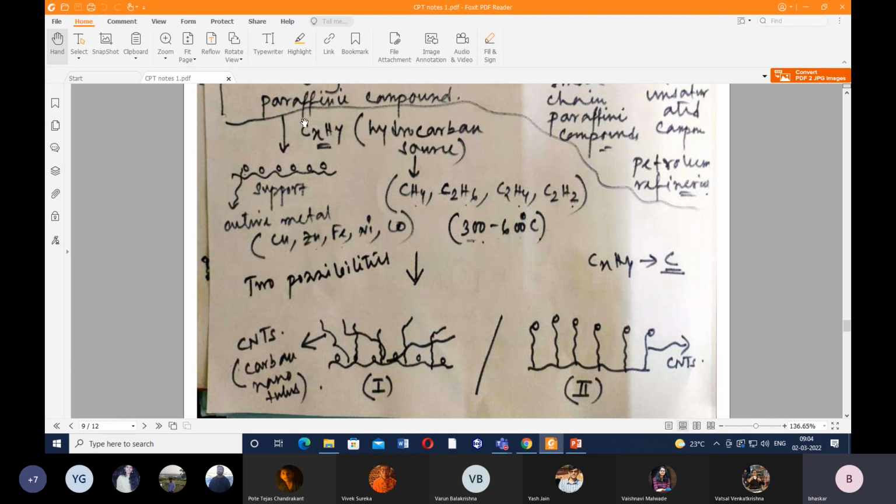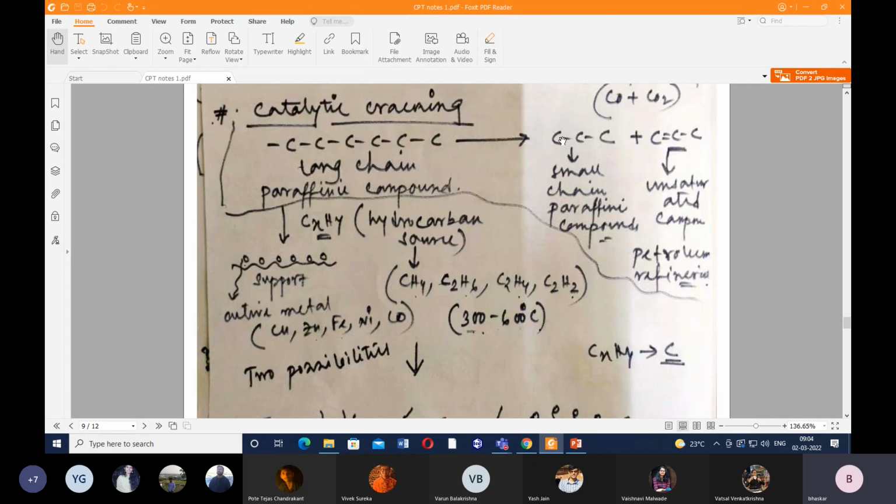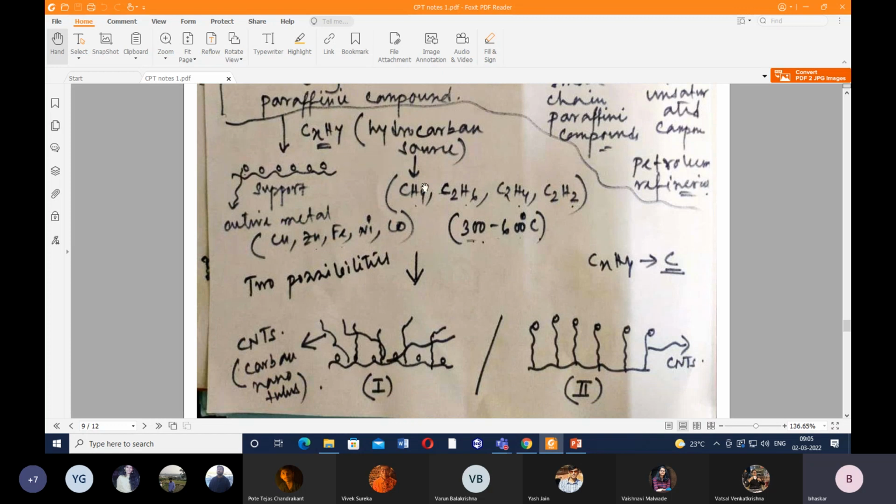This also comes under a cracking reaction. Though here we started with six carbon atoms, these are basically called fragmentations. Here we have a long chain molecule that fragmented into small chain molecules, one saturated and another unsaturated. But if we start with CH4, or C2H6, C2H4, or C2H2, then we can see the growth of amorphous carbon on the surface of this catalyst. This is what I wanted to tell you. So this also comes under cracking reaction.